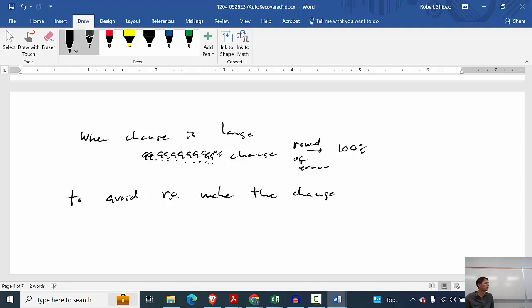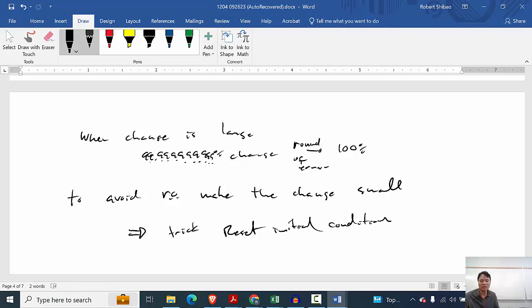Am I out of time? I'm out of time, sorry. How do you make the change small? We know the change is going to be large. The way we make the change small is by doing a trick called resetting the initial conditions. In resetting the initial conditions, we're not losing any atoms. All the atoms are there. We can approach equilibrium from any direction. It's reversible. And so if we push all the atoms to one side, it'll eventually go to the other. This is Le Chatelier's principle. It's like a balance. So I'm going to stop here because I'm out of time. Sorry. I'll continue next time.